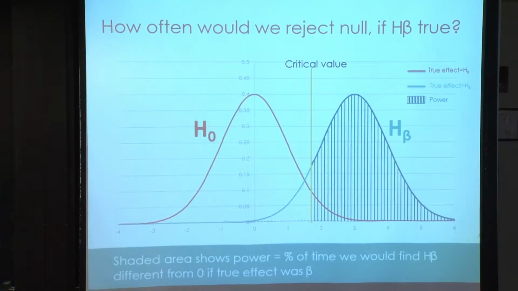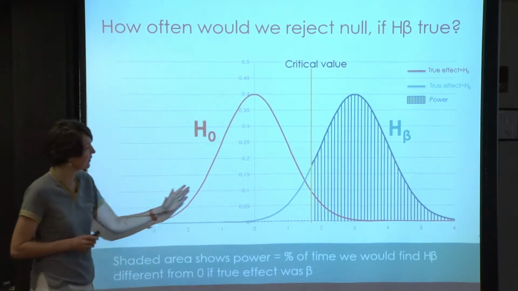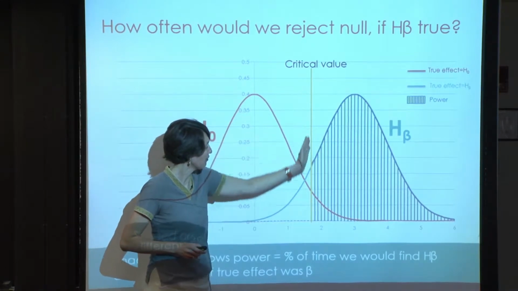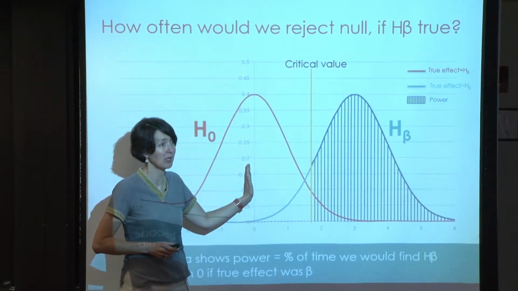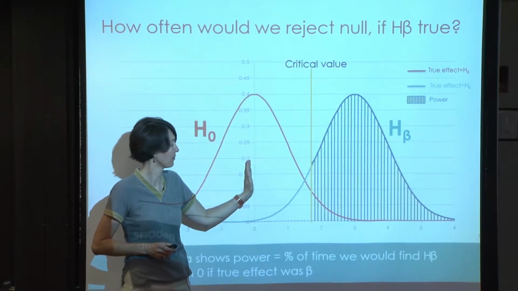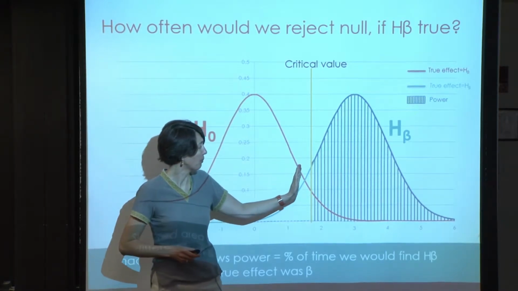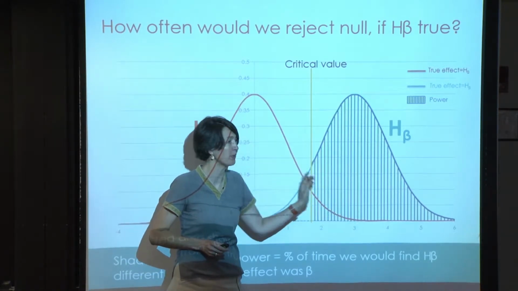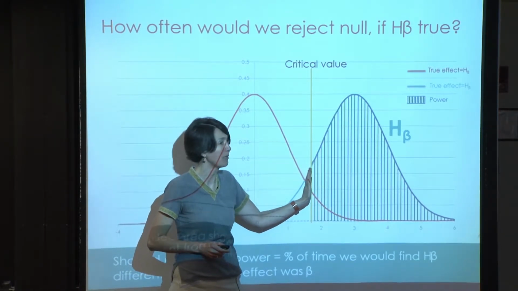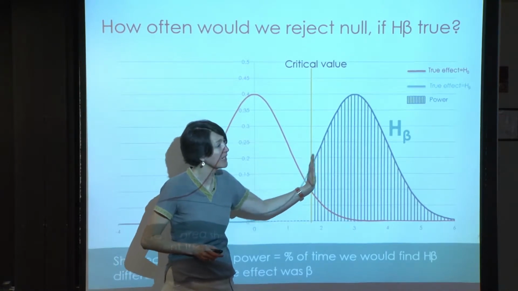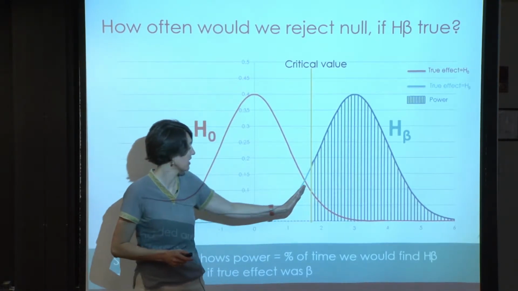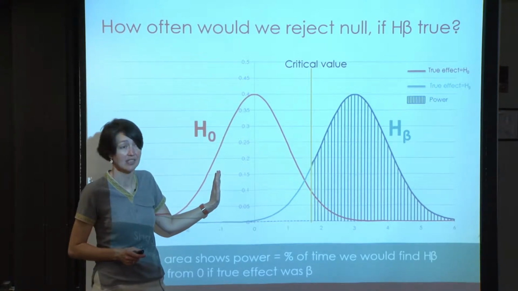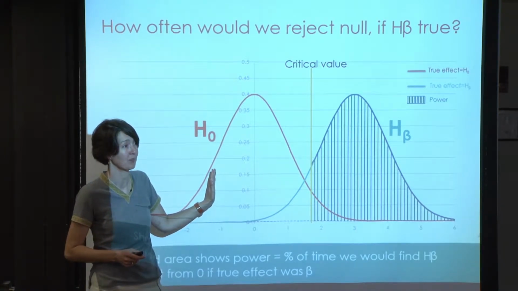How often would we reject the null if the hypothesis beta was true? Everything to the left we won't be able to distinguish from zero. So then we're asking, if this is true, what percentage of the time will we be able to reject the null? And that is given by the shaded curve, because anything to the left, we've said, is indistinguishable from zero.